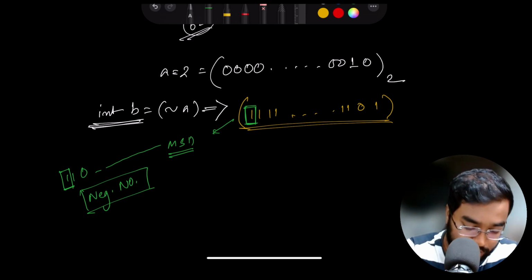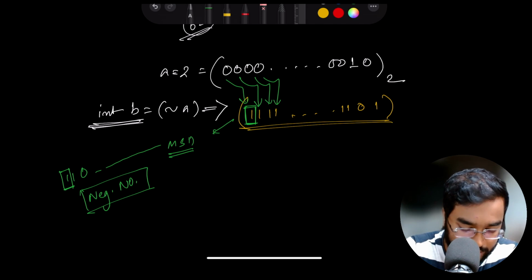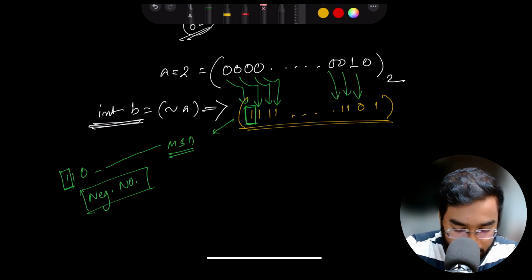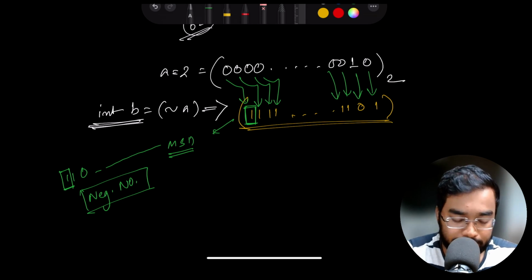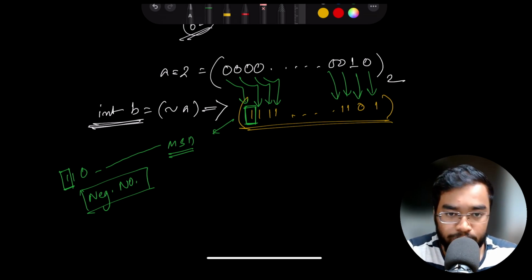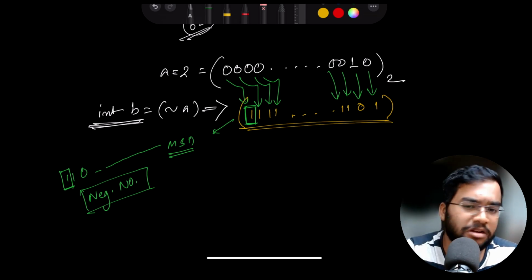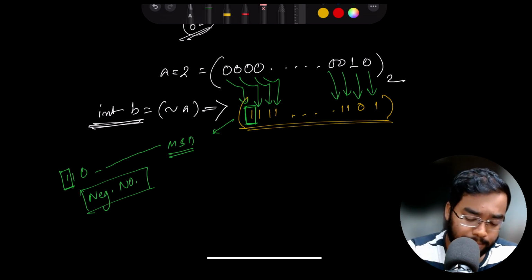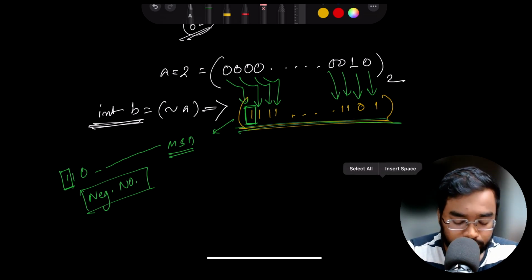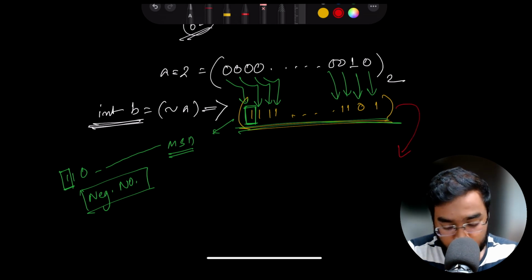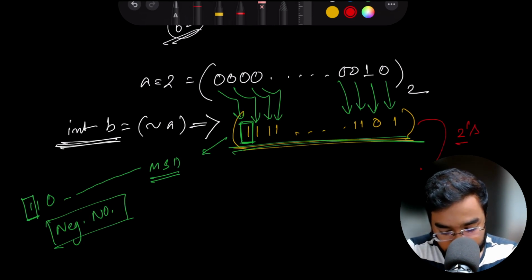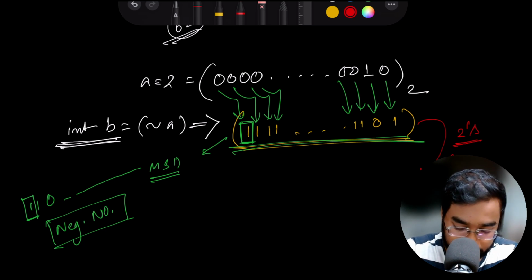So now we have converted everything with the bitwise not operator. Every zero has been converted to one, and every one has been converted to zero. That's normal, but this is not the answer. The answer would be represented in the two's complement form.